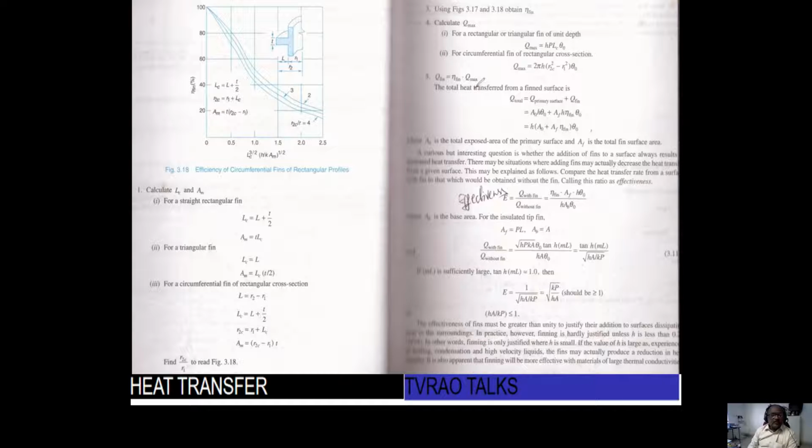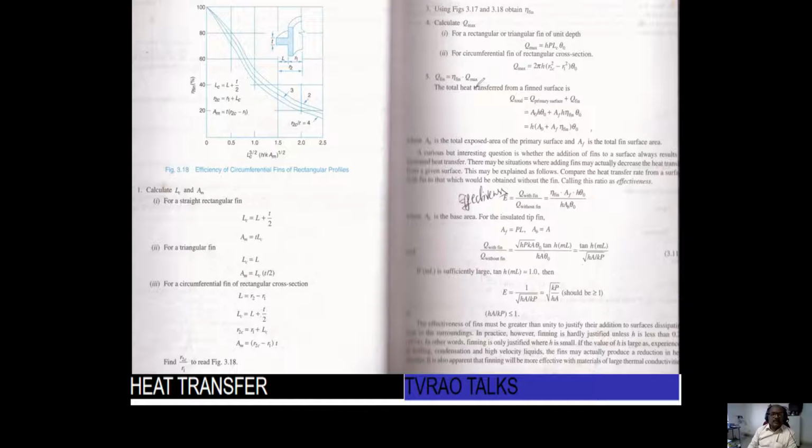If it is a triangular fin, the corrected value equals L. If it is a circumferential fin of rectangular cross section, L equals R2 minus R1. Like this for various kinds of fins, there will be a corrected length value.